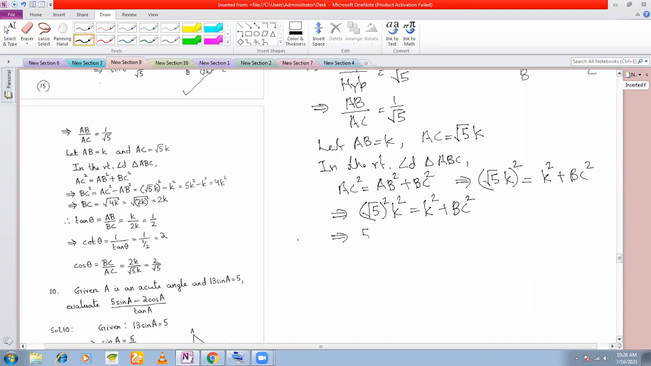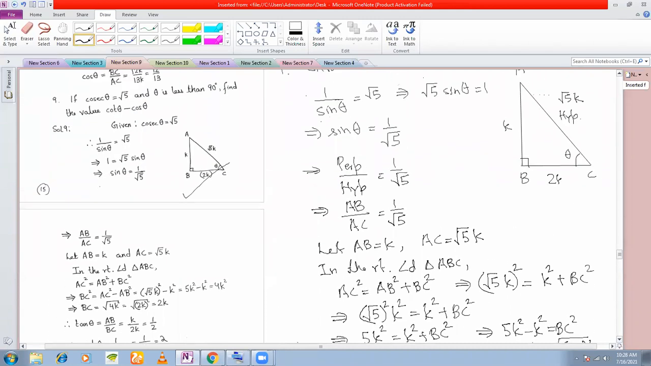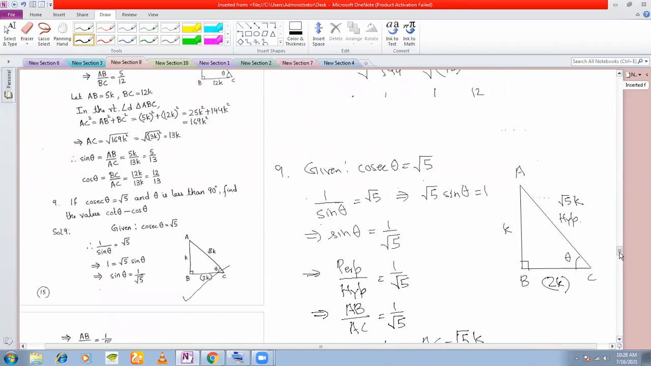That means 5K square is equal to K square plus BC square. So 5K square minus K square is equal to BC square. That means BC square is equal to 4K square. So BC is equal to square root of 4K square, which is square root of 2K whole square, which is equal to 2K. We've got the value of BC.